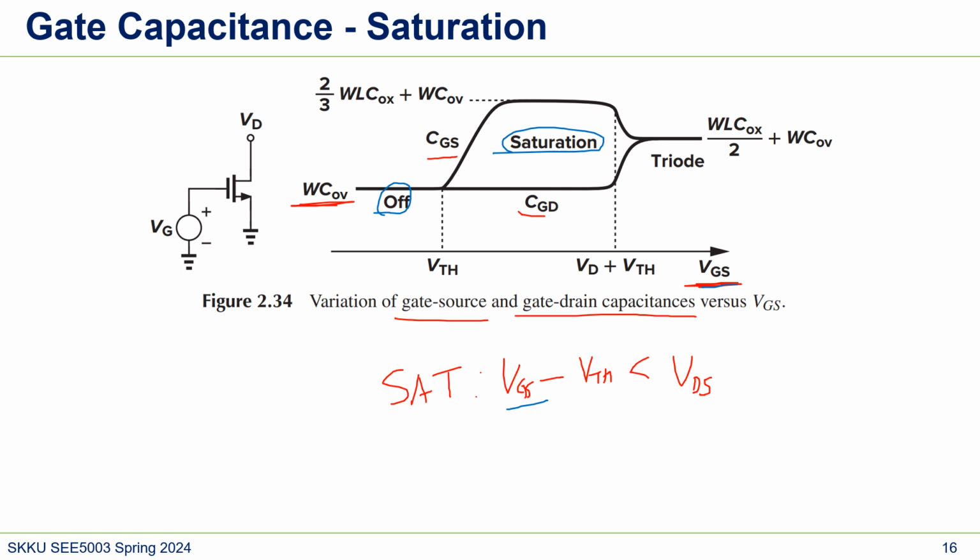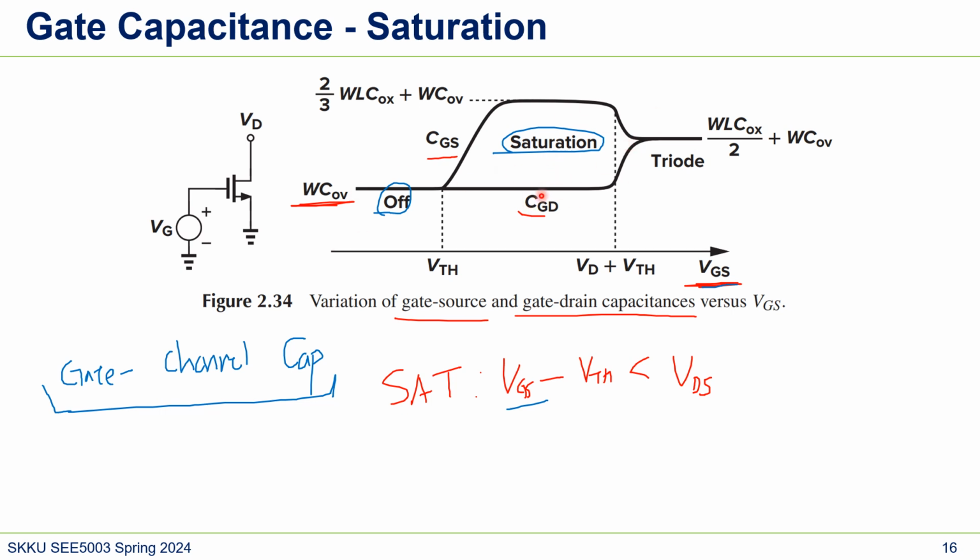In the saturation region, what did we learn? We learned that what matters here is the gate and channel capacitance. So this is the root cause. This capacitance makes this kind of complicated graph. So keep that in mind.